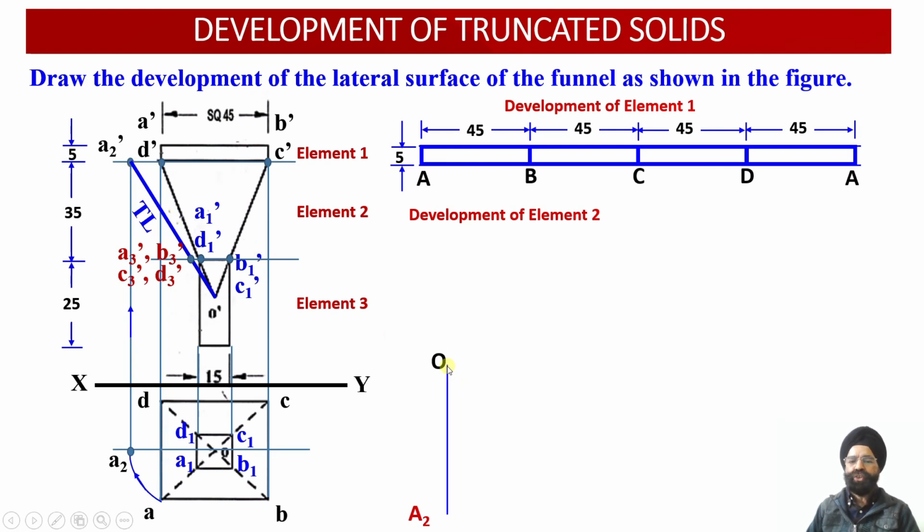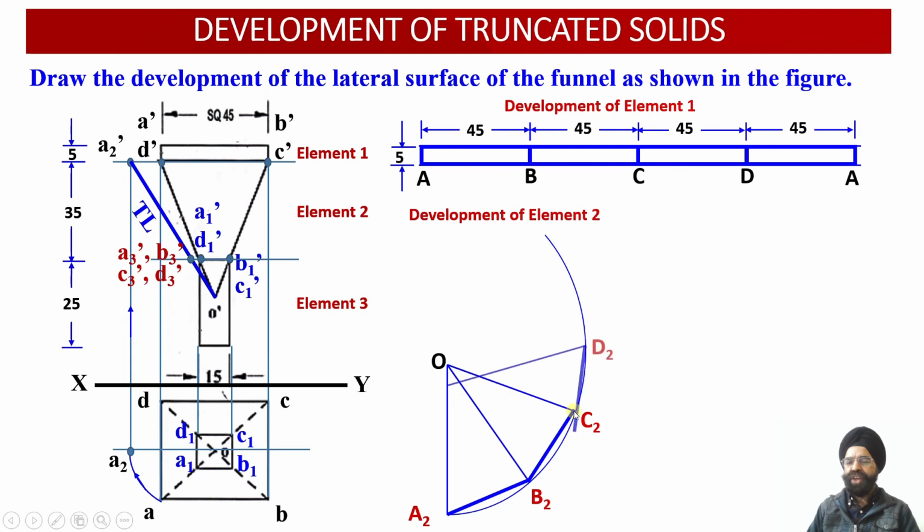Using this true length as radius, we are going to draw an arc having radius equal to OA2, which is equal to O dash A2 dash. We know that the base of the square pyramid has a 45 millimeter edge. Starting from A2, at a distance of 45 millimeter we mark the point B2. Again at a distance of 45 millimeter, we mark the points C2, D2 and A2.